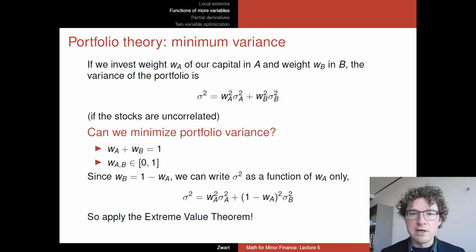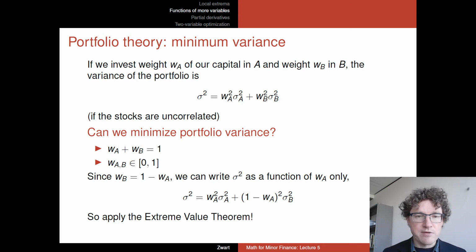So the question is, can we choose this WA, this weight for stock A, and the weight WB for stock B? Can we find those weights which actually make this combined variance minimal? Or in other words, can we minimize portfolio variance? So what we're after is two weights, WA and WB, which add up to 1, so investing 100% of our capital. And each of these is going to be a value between 0 and 1, with 0 and 1 included. So perhaps we want to invest only in stock A or only in stock B, or somewhere in between.